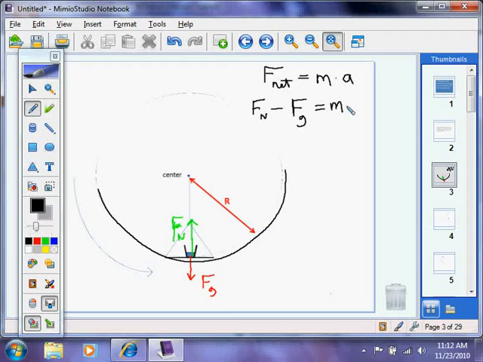Oh, can I write when you could say the acceleration? Yeah, what can we substitute in for the acceleration, since it's a centripetal acceleration? V squared over radius. Exactly. V squared over R. Good job, Samantha.